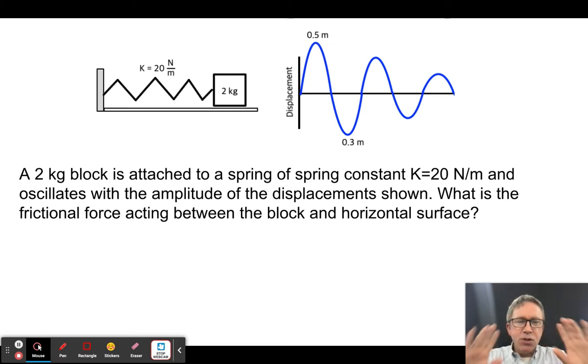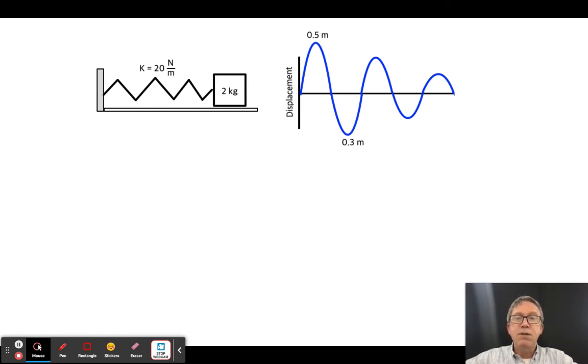Okay, let's try to do a little bit of math with this. We know enough about work to do this here. So I've got a 2 kilogram block attached to a spring. The spring has a spring constant of 20 newtons per meter, and the displacements of the oscillation are shown here, right? So I see that the first time it went 0.5 meters to maximum amplitude, and then it passed through equilibrium and got to 0.3. So I want to know, what is the frictional force acting between the block and the horizontal surface? I should be able to calculate it by using the work-energy equation here, okay? So what I say is, I know that the work done, in this case by friction, is equal to the change in the mechanical energy.